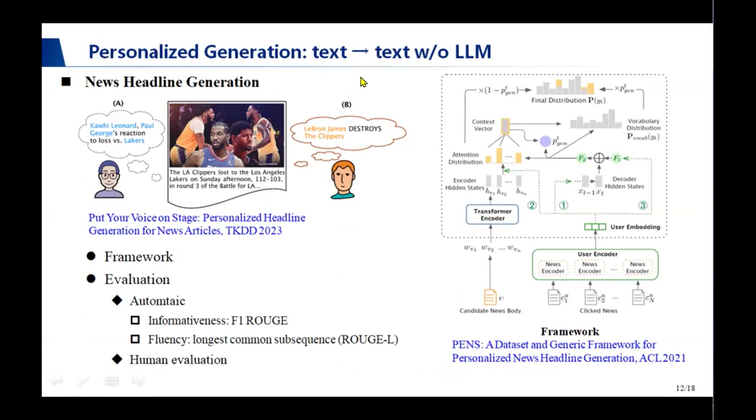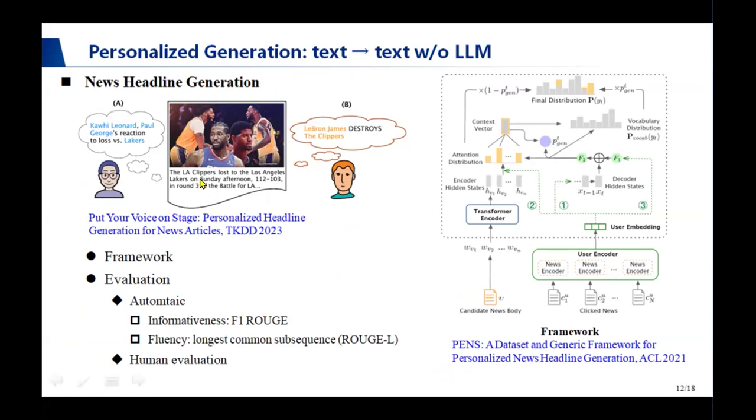A lot of the work in this category relates to the task of news headline generation. For a certain news item, they want users to click on it, so they generate different titles for different users. If you like a certain thing, they will maybe embed that item into the news headline. So here is an example.